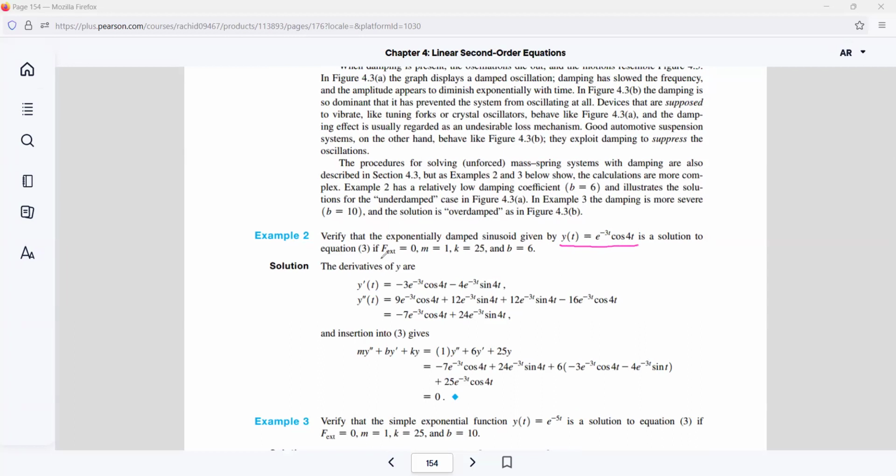to equation 3, and given that we ignore external forces and the mass is 1 and the stiffness is 25 and the damping coefficient is 6, can we check this? So again, the process is the same. Y prime, Y double prime, substitute and collect and get 0. And because it's 0, then it is verified, yes. So I think you can do this. You can pause the video and try it.